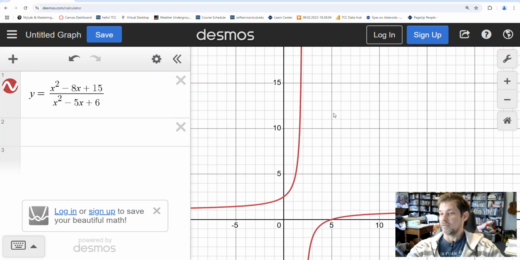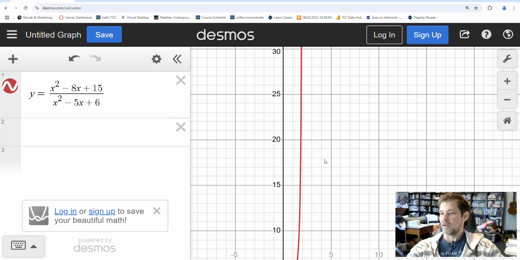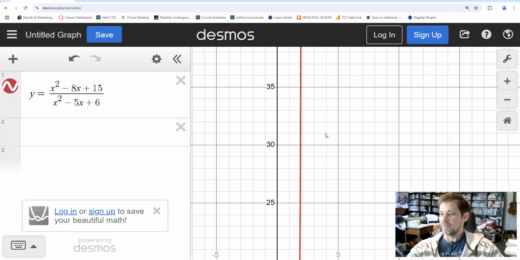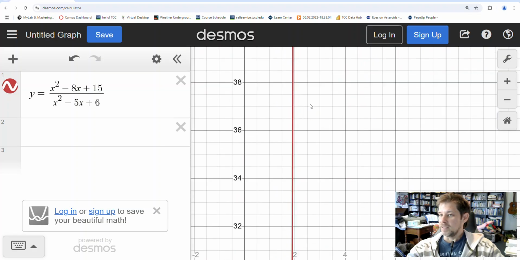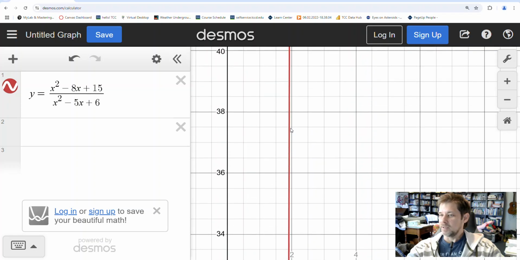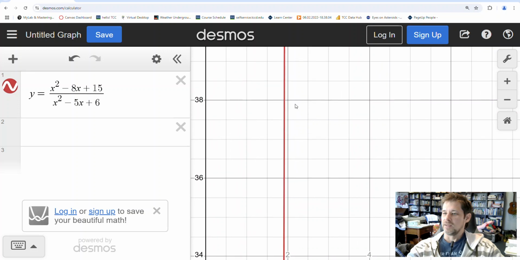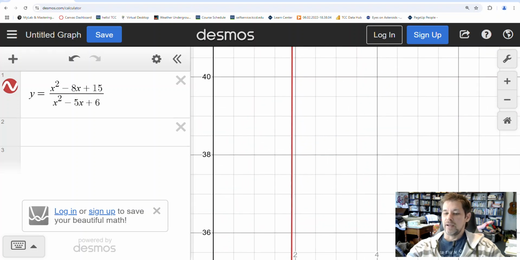But I don't know, it's a graph generated by a computer. I don't think this graph's going to be perfect in every detail, but look how close it's getting. I can zoom in as much as I want. There's this little bit of space between the graph and the line at 2. Okay, so I could do that.